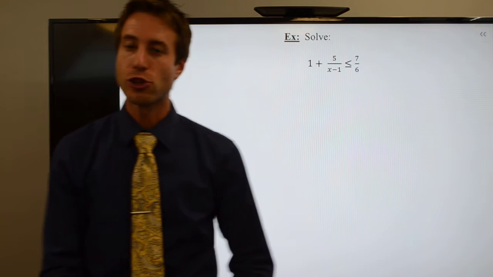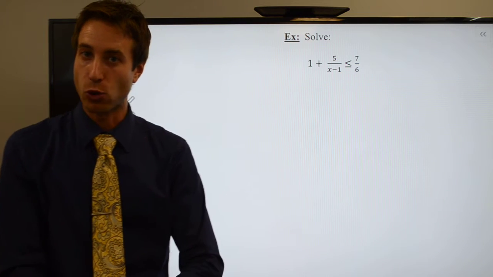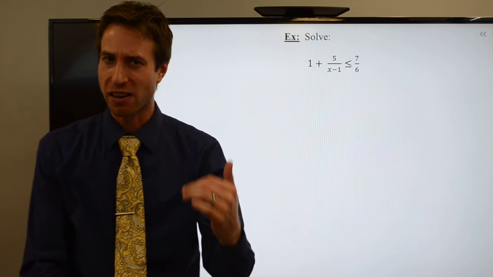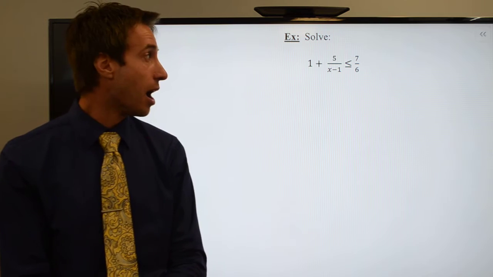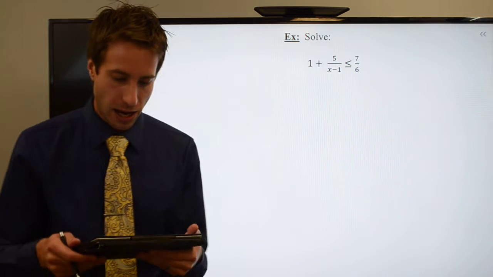Alright guys, welcome to this page of the notes. What we're doing is we're working on that second objective, which is solving rational inequalities. We do it by following 4 steps. Hopefully at this point you're getting kind of comfortable with those steps. So let's go ahead and do one more of these together, just to make sure we really solidify this idea with you guys here.